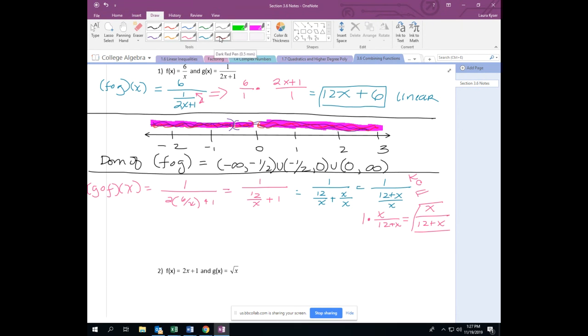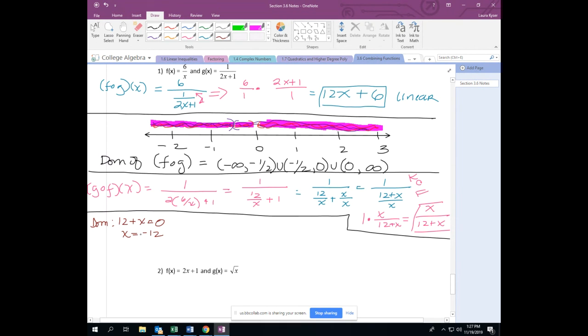So let me get a different color. We'll use this purpley color here. And for domain, we're going to have to, here, let me separate this too because it's kind of turning into a giant mess. For domain, we're going to have to take this denominator 12 plus x and set it equal to 0. This gives us another excluded value, which is negative 12. So in addition to the two original ones, which were negative 1/2 and 0, we also cannot have negative 12 either. So let's see what happens when we put all of this stuff on the number line.